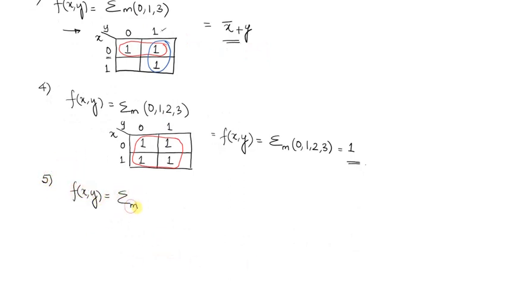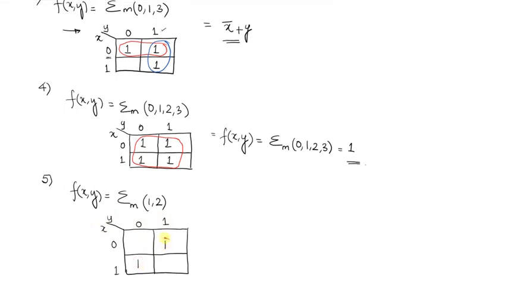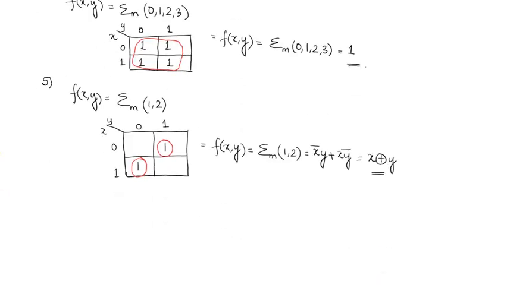In the fifth numerical, f of x comma y, summation 1 comma 2, I am unable to group them, so these are two separate terms. So I can write this as x bar y plus x y bar, which is equal to XOR gate. So it is x XORed with y.